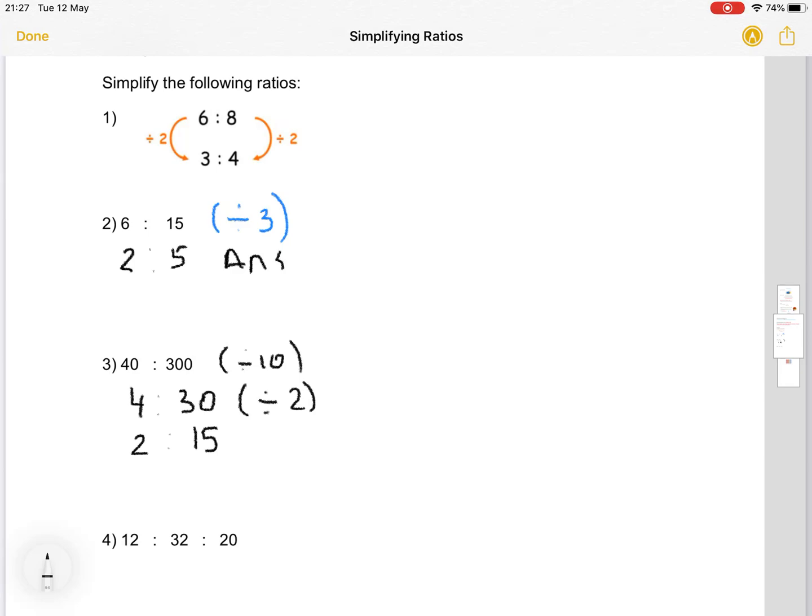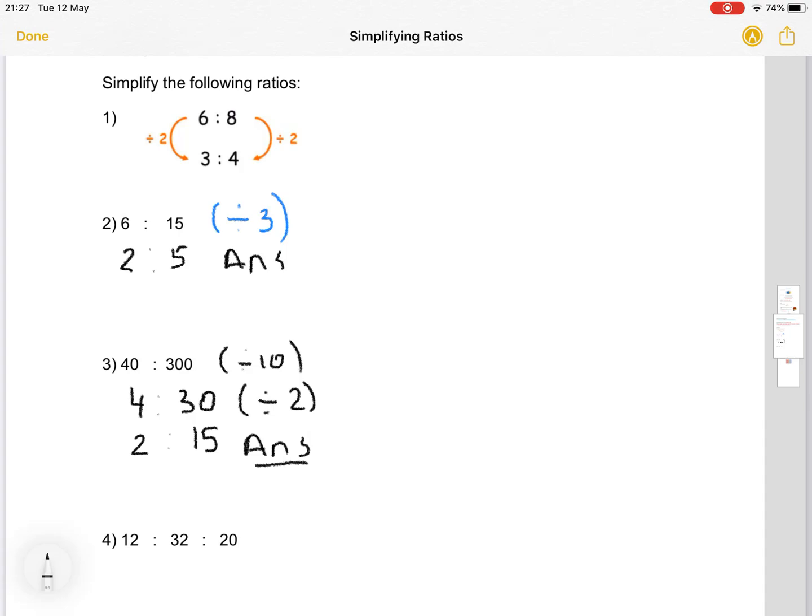And I ask, can I find a number which goes into 2 and 15 as well? No, there is no number which goes into 2 and 15 as well. So that is the final answer. Now, as you realize, I didn't divide by the highest number, so I had to split my working into 2 steps. First, I divided by 10 and then I divided by 2.